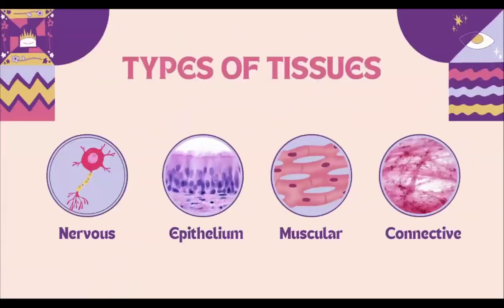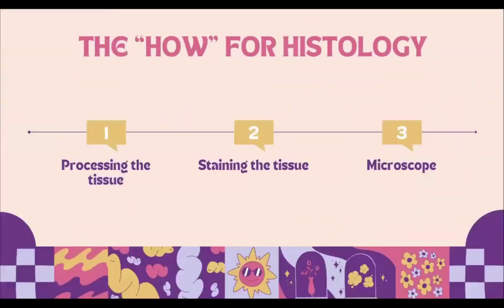So you can have nervous tissue, so this includes your nerves. You can have epithelium, and epithelium has many types. You can have muscular tissue, and it's multiple types, and you can have connective tissue. Again, this lecture focuses on epithelium and connective tissue.